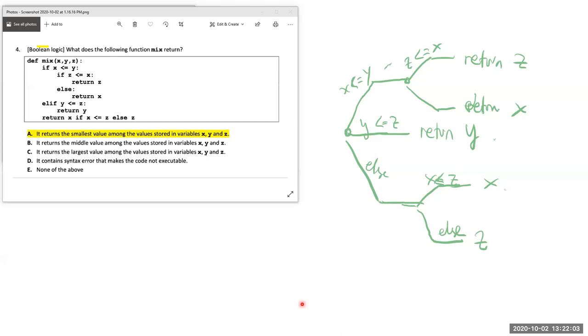In the first line over here, we know that x is smaller than y and z is smaller than x. Means that in this case, z is smaller than or equal to x, smaller than or equal to y. Okay, this is the case.